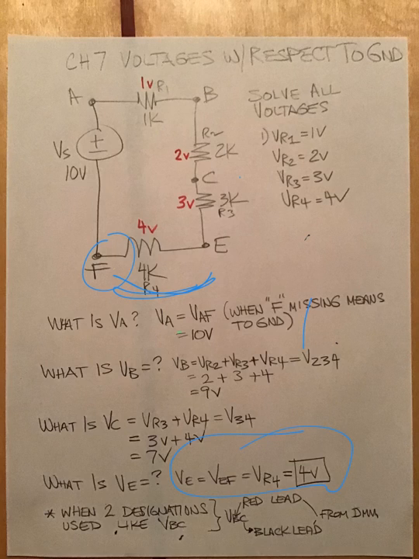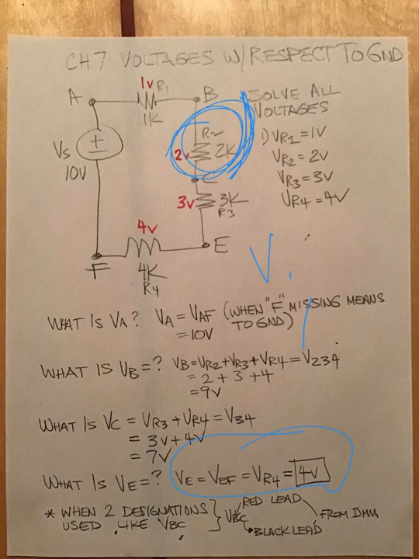Now, the last bullet there with the little asterisk says when 2 designations are used like VBC, then you go looking at the circuit. BC is right here. There happens to be 1 resistor there. If there were 2, I would add the voltages, but there's only 1. So VBC is 2 volts. VBC is also VR2, the resistor, right? So that's how you would handle it.